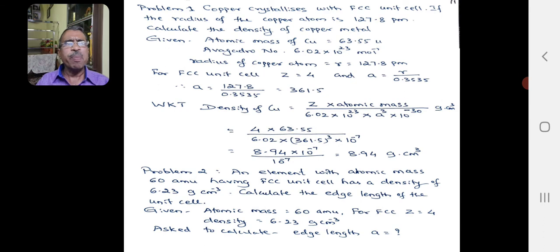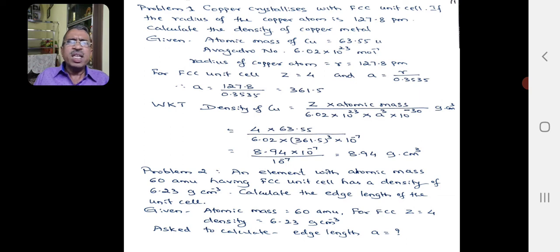Coming to the first problem. Copper crystallizes with a face-centered cubic unit cell. If the radius of the copper atom is 127.8 picometer, calculate the density of copper metal. In this case, the given atomic mass of copper is 63.505 AMU, Avogadro number 6.02 into 10 raised to 23 per mole, and also the radius of the copper atom, that is r equal to 127.8 picometer.